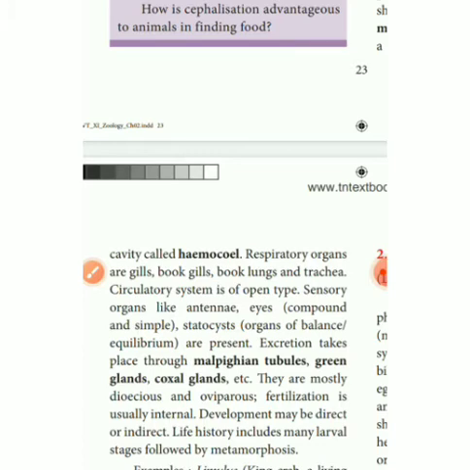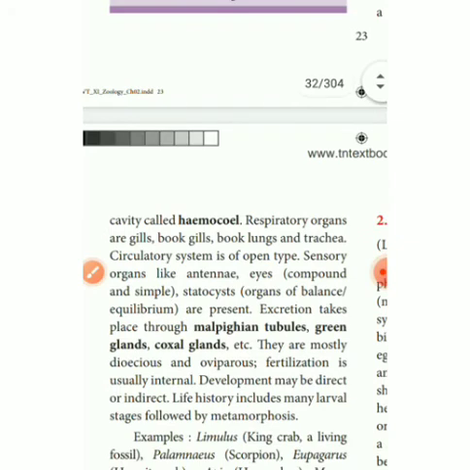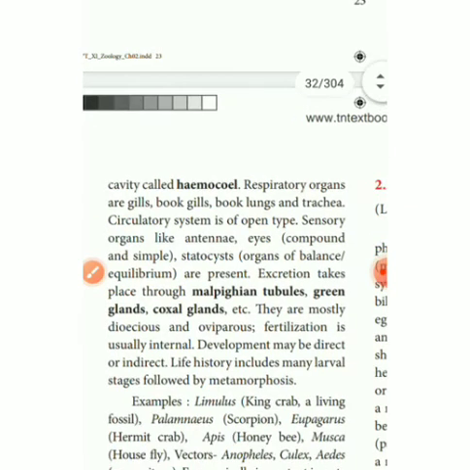The circulatory system in annelids is closed type, but in arthropods it is open type. You already know what open type and closed type are. Sensory organs like antennae are present, then compound eyes are seen in arthropods, and organs of balance or equilibrium called statocysts are present. Excretion takes place through Malpighian tubules, green glands or coxal glands; any one of these excretory organs is present.